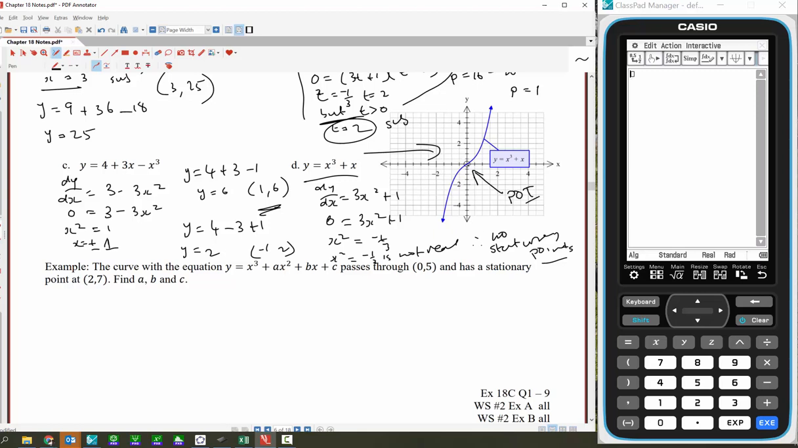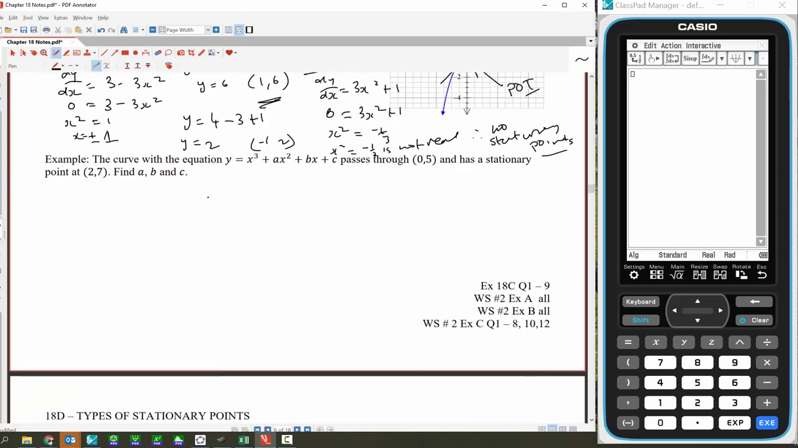In fact, we can find out the gradient at that point by simply subbing 0 into the gradient function and noting that the gradient at that point is 1. So the equation of the tangent is y equals x as it runs through there. So it doesn't have a gradient of 0, it has a smallest gradient of 1.